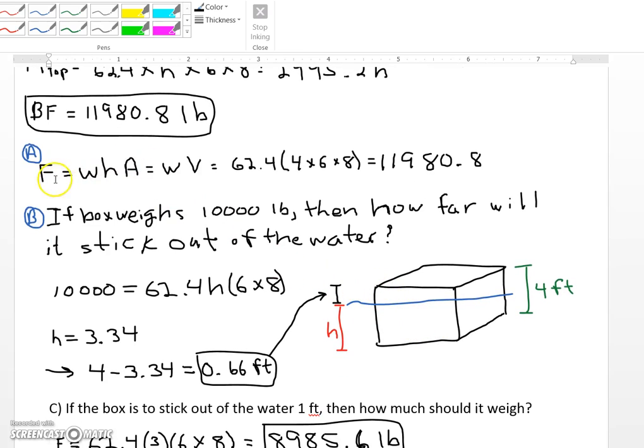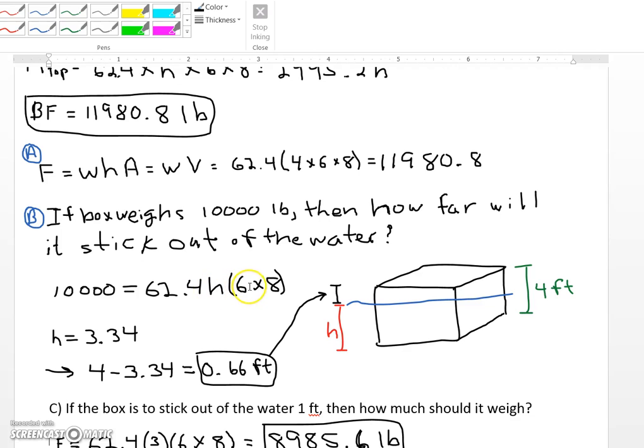Well, if we use this equation, the force pushing down on the box will be the weight of the box. That's 10,000. Weight density, 62.4. The depth of the water, that is here, how much of the box is underneath the water, that's part of what we're looking for. And then the area of the bottom.